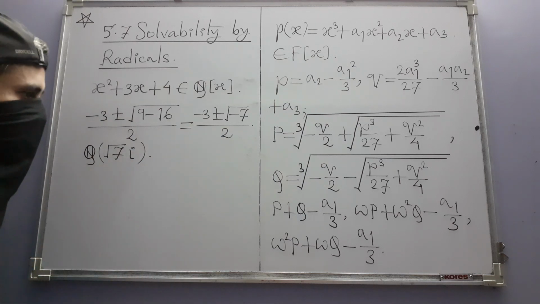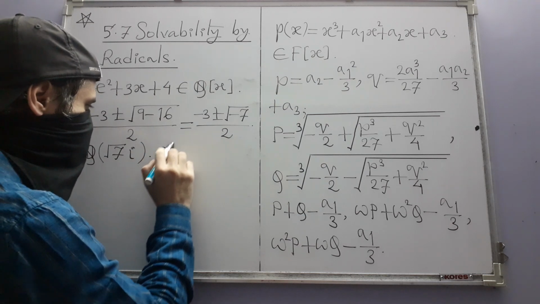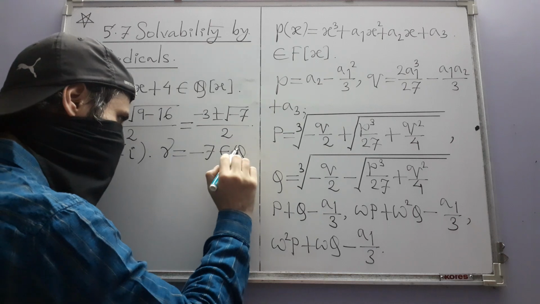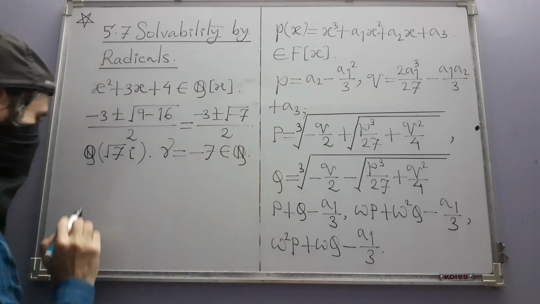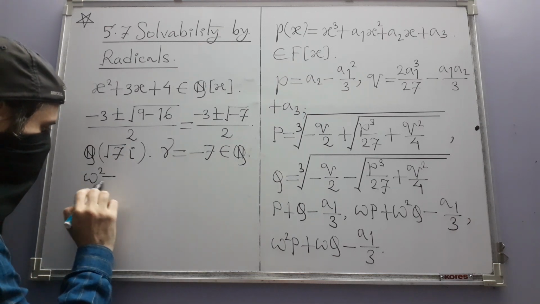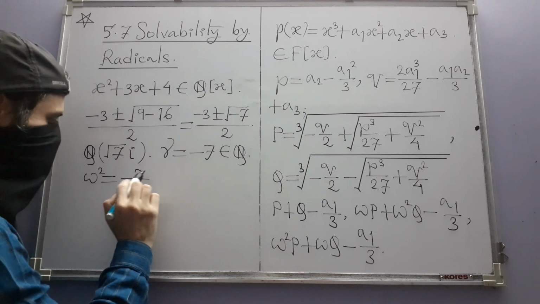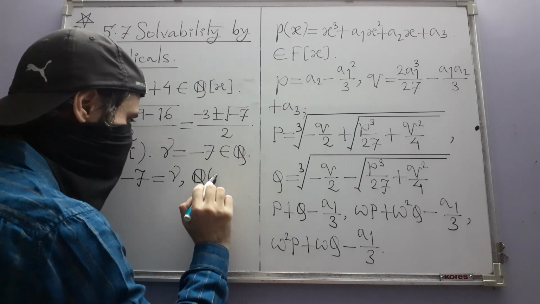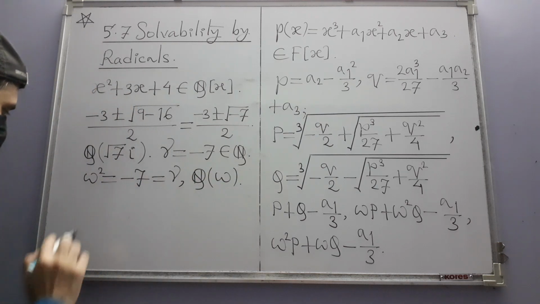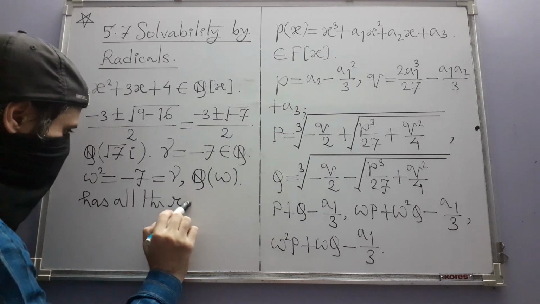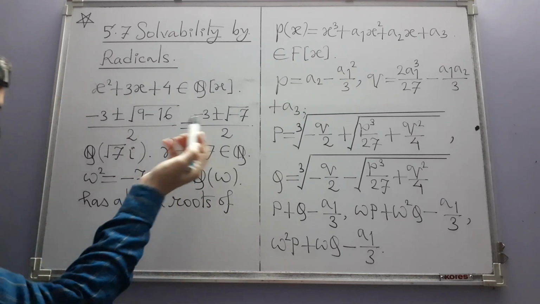Now the thing to be noted here is that there exists an element gamma, which in this case is minus 7, which however is in the base field, such that if you consider an element omega whose square is that element, that is, gamma, and attach that omega to the base field, obtaining this extension, then this extension has all the roots of our polynomial.